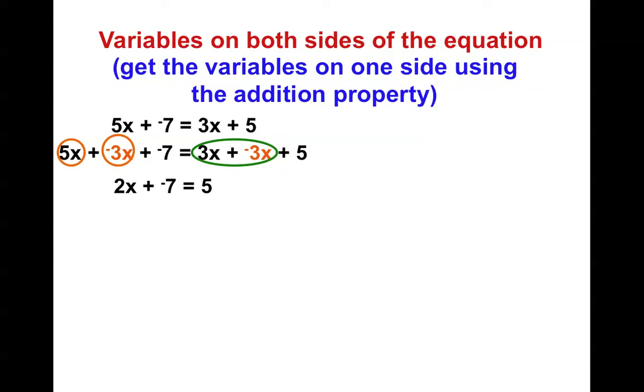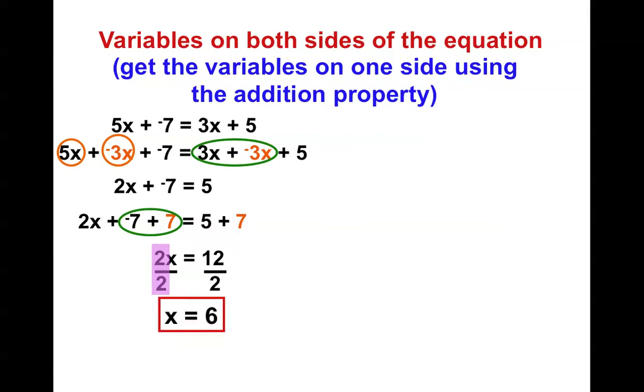So now it's just a two-step algebra problem. And we use the addition property of equality again to eliminate the negative 7. And we use the division property to isolate the x. And we have our answer.